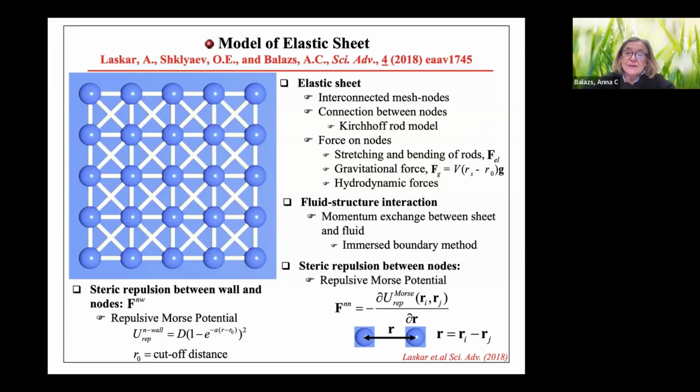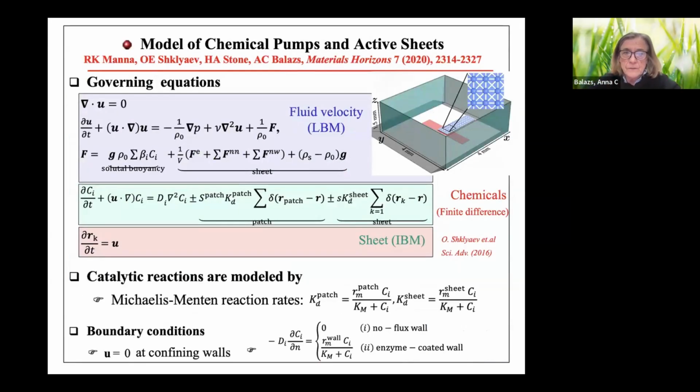There are fluid structure interactions because the fluid is going to hit the sheet, and then there's conservation of momentum, so the sheet hits back on the fluid. And then the sites, which are drawn in blue here, have a steric repulsion between them, so they don't lie on top of each other. That's just a Morse potential. And there's a steric repulsion between them and the container, the sides of the wall. So this is the essence of the model.